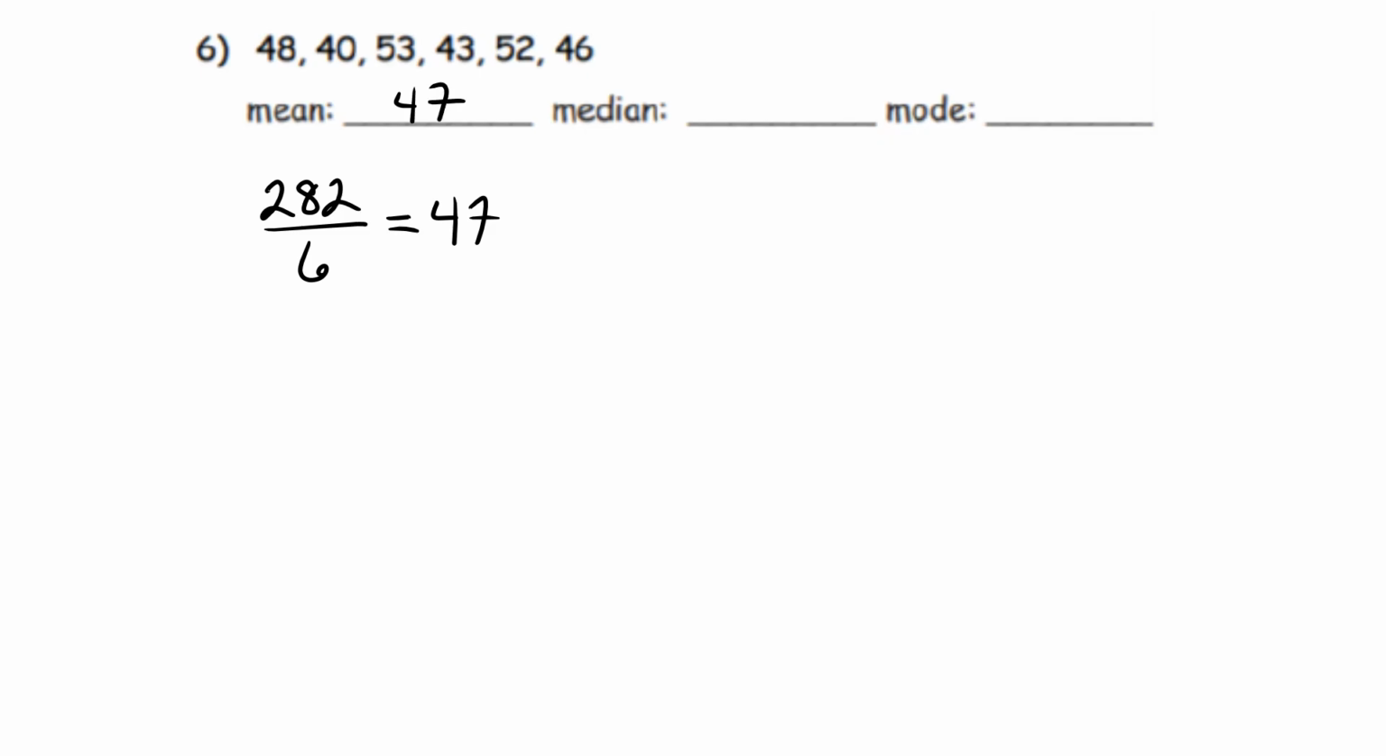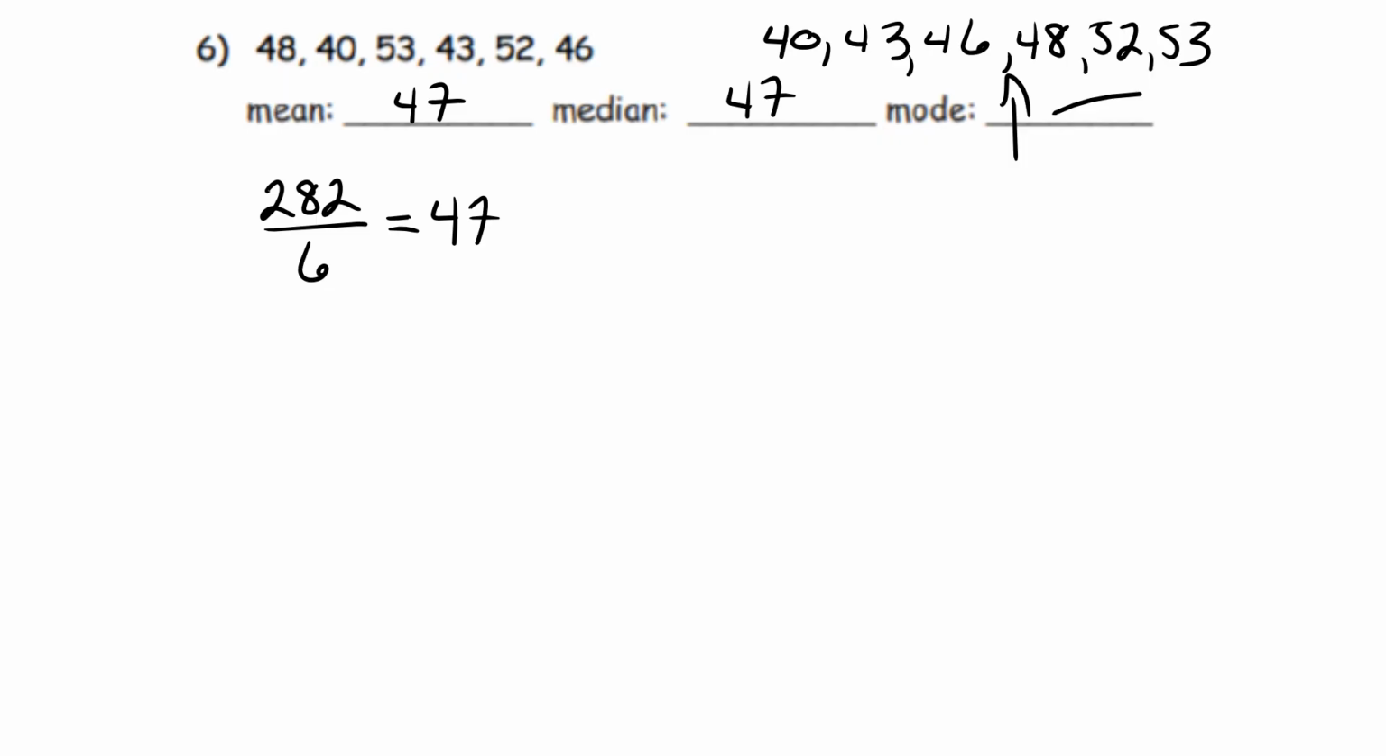To find our median, we have to put them all in order. So we start with 40, then 43, 46, 48, 52, and 53. But we've got an even number of data, so the median falls right in the middle. In this case, the number halfway between 46 and 48 is 47. And again, there's no number that's duplicated, so we have no mode.